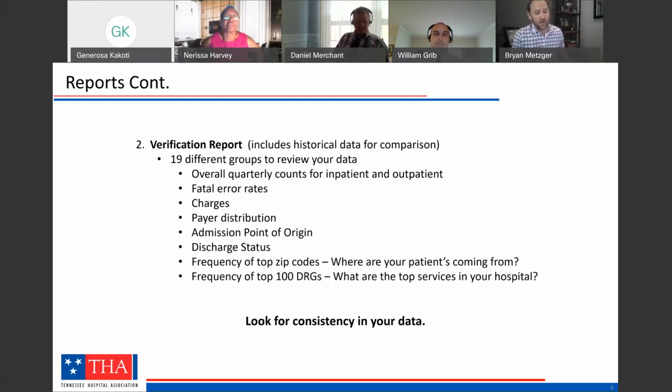And sometimes there are valid reasons for that change in volume. For example, a high volume physician may retire or may go to another hospital or may move out of state. And so the hospital all of a sudden stops providing a certain type of service. And so this report helps to identify some of those potential issues.